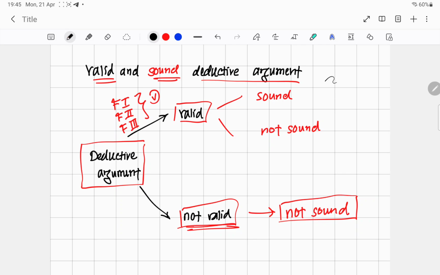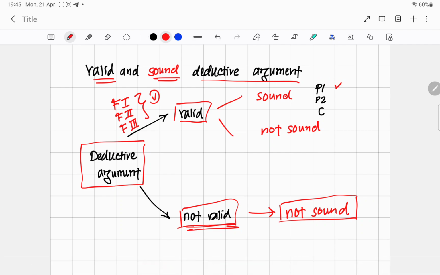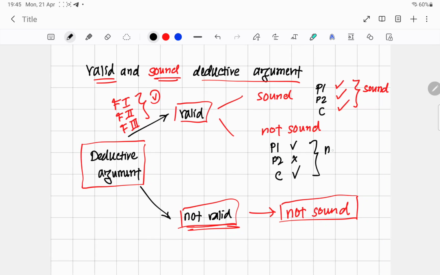Remember, in an argument we have premise 1, premise 2 and conclusion. If all three of these statements, premise 1, premise 2 and conclusion, are true, it means all three are ticked, so your argument is a sound argument. But if either one of premise 1, premise 2 or conclusion is false, it makes your argument not sound.